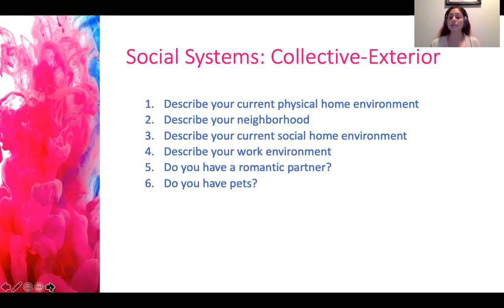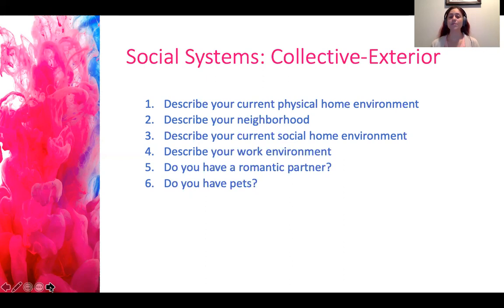With neighborhood, looking for things like resources, community engagement. We know that things like social cohesion or the connection between neighbors is helpful as a protective factor. So finding out more information about that. Do they feel safe in their neighborhood? If so, why? If not, why not? Social home environment, that interaction, the relational piece.